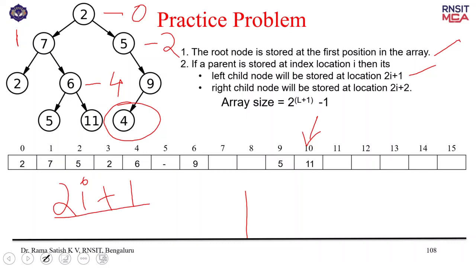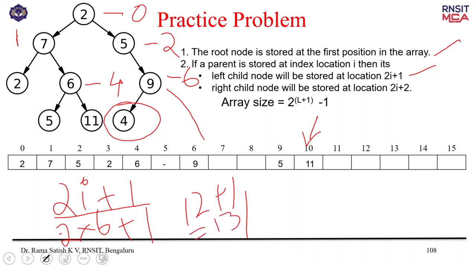4's parent is 9. 9 is available in position number 6. So 2 into 6 plus 1. 2 into 6 is 12. 12 plus 1 is 13. So 4 is stored in the 13th position. And what about the rest?